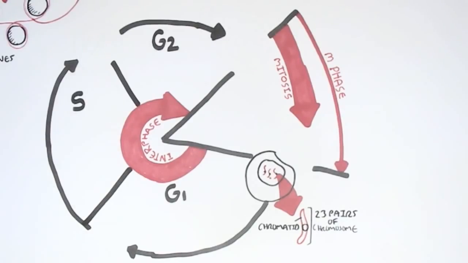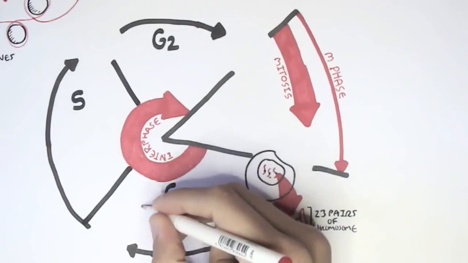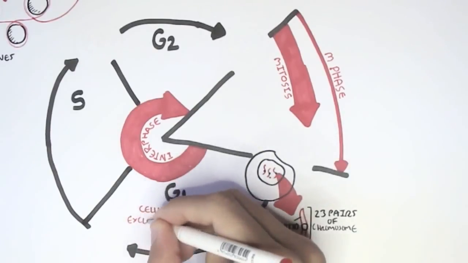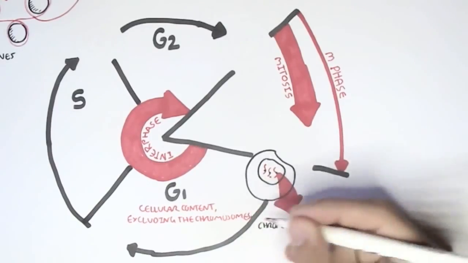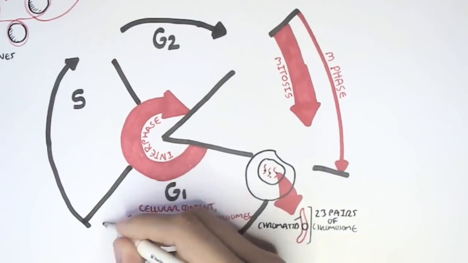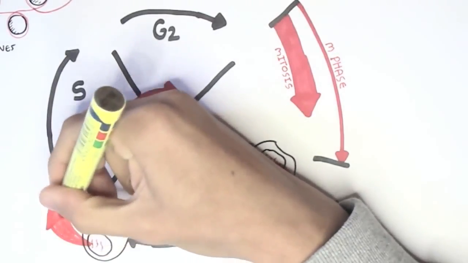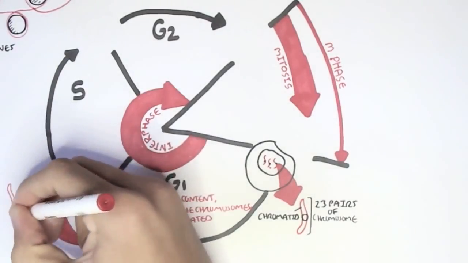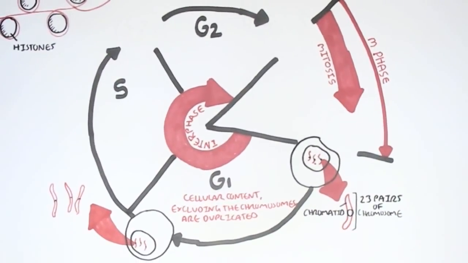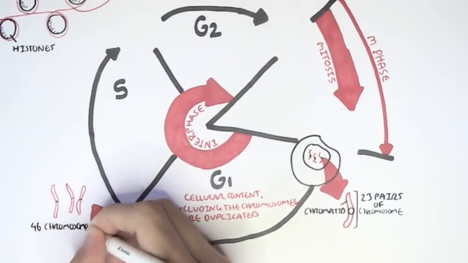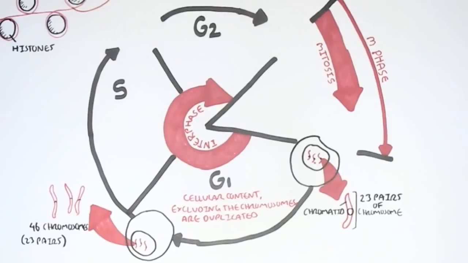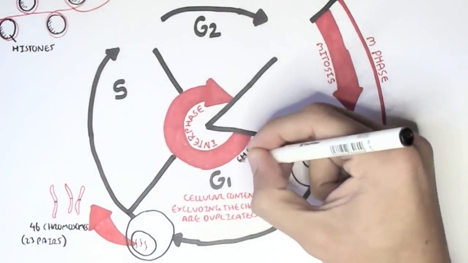This daughter cell will enter the G1 phase, and the duration of this phase is about 10 hours. This is where we have the cellular content, excluding the chromosomes, duplicating. So essentially the organelles are duplicating. However, the chromosomes are not. And so this cell, at the end of G1, if we zoom into the genetic material, will still have 46 chromosomes and 46 chromatids. Or we can say it has 23 pairs of chromosomes.